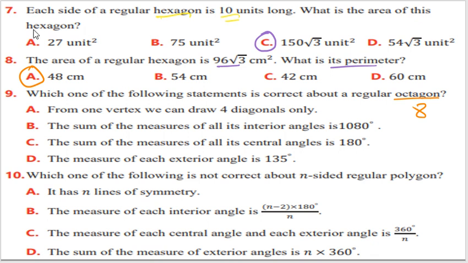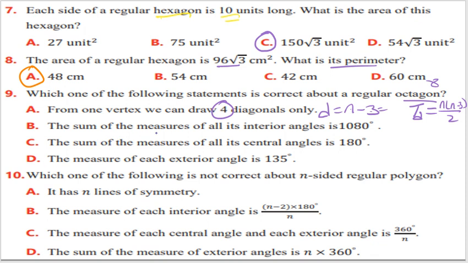So this time we need to recall 2 formulas. The number of diagonals drawn from one vertex is n minus 3, and the total number of diagonals for a regular polygon is n times n minus 3 over 2. This is the formula, but we are not asked the total number of diagonals. We are asked from one vertex. Octagon means n is 8, so 8 minus 3 will be 5. It's not 4 diagonals. It was supposed to be 5.